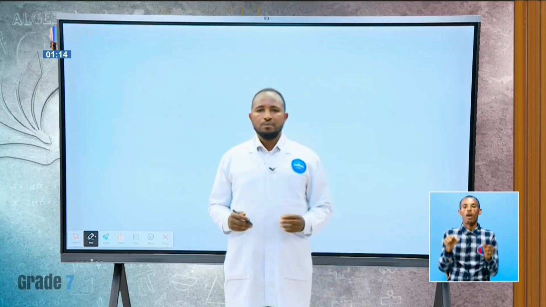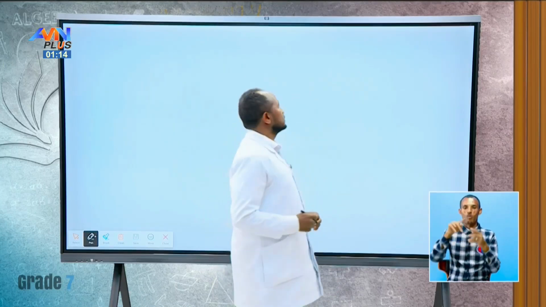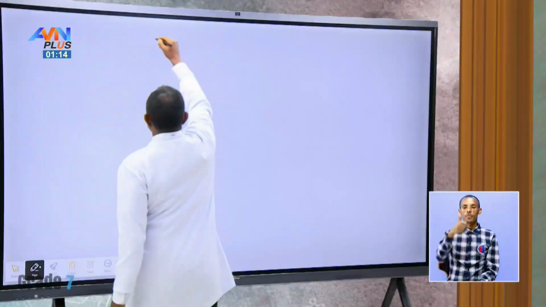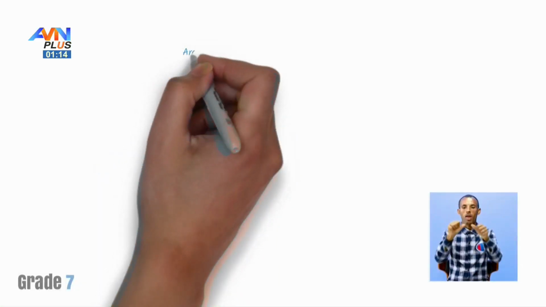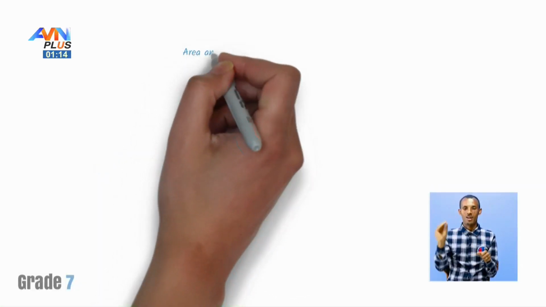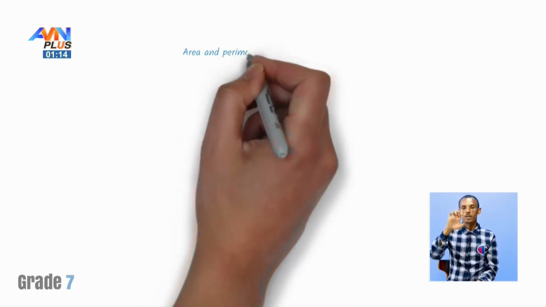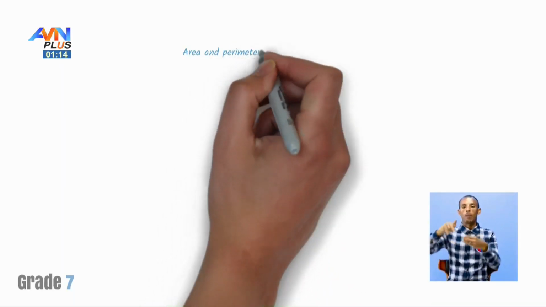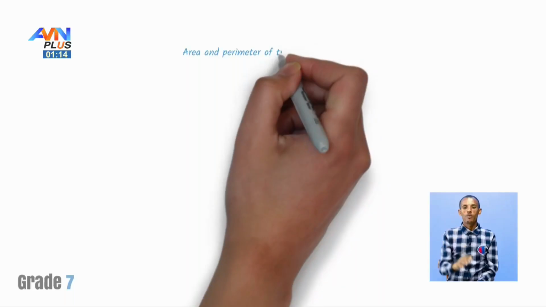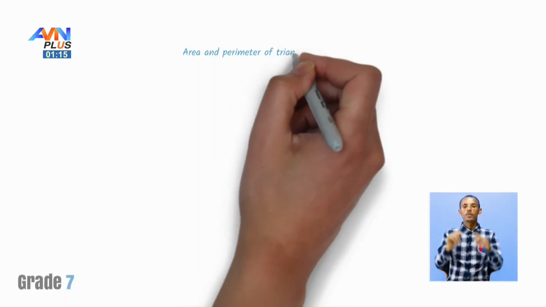Area and perimeter of triangles. So, lesson topic, it is area and perimeter of triangles.